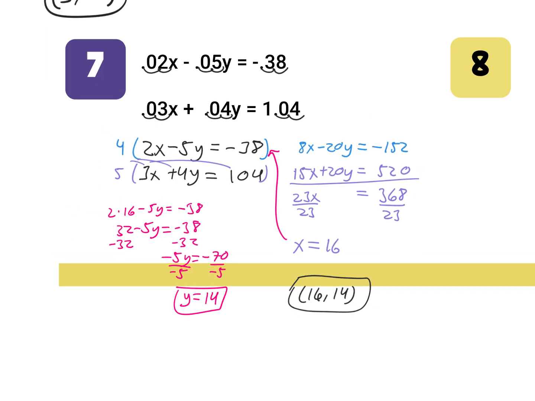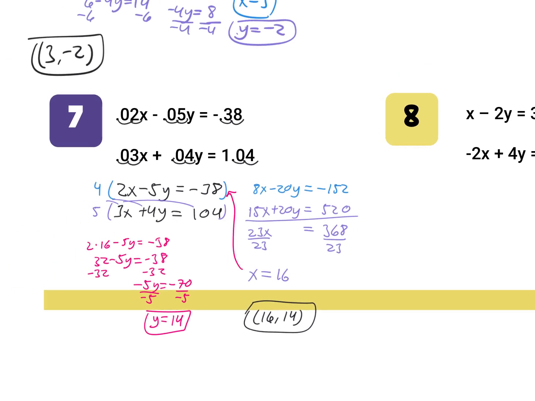All right, so then your ordered pair is going to be 16, 14. Again, you'll have more manageable stuff on the test, but just to show you, you do get an answer. Let's continue.